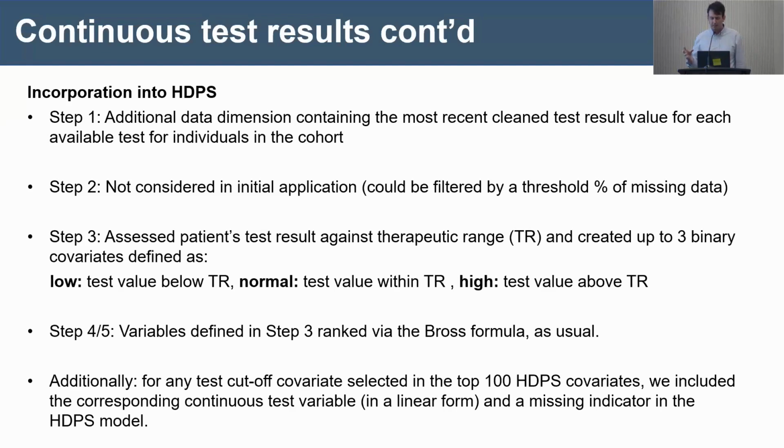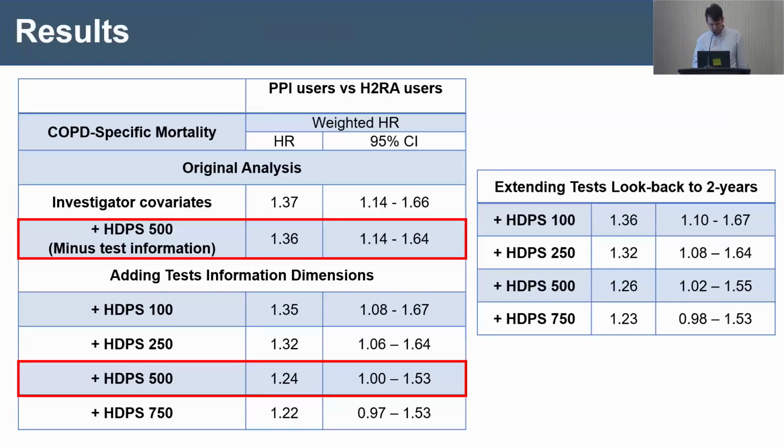But we were motivated by the disadvantage that we're dichotomizing continuous variables, which reduces statistical power and potentially doesn't fully remove confounding bias. For any test cutoff covariate that was selected in the top 100 across all of the data dimensions, the corresponding continuous variable was included as a linear term alongside a missing indicator in the HDPS model itself.